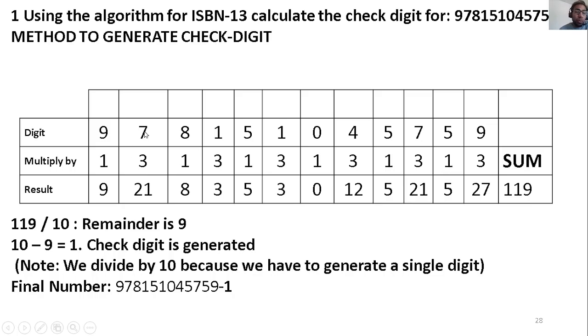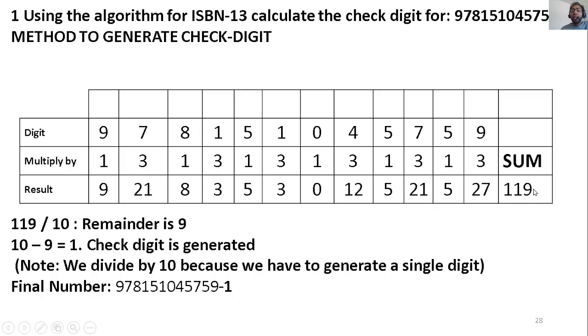And then we have even positions, they will be multiplied by 3. 7 multiplied by 3, 1 multiplied by 3, because it is at an even position, because this is the second position, this is the fourth position, this is the sixth position, 8th position, 10th position, and 12th position. We have multiplied them, and here we've got the result row, and in the result row we add all these values and we got our sum as 119.